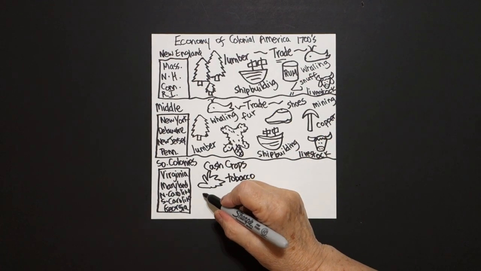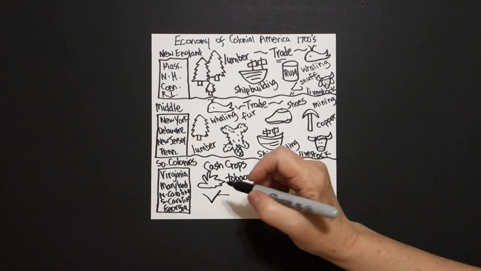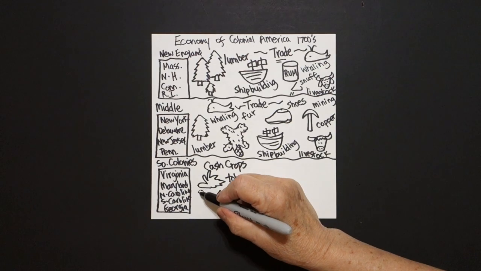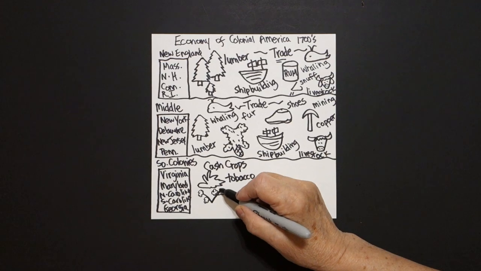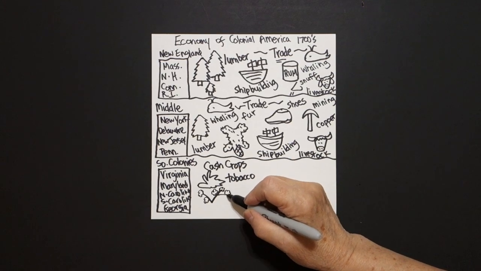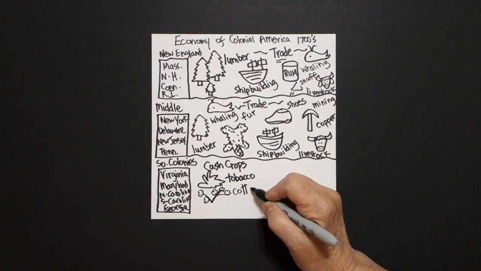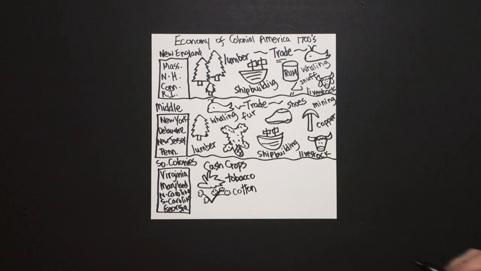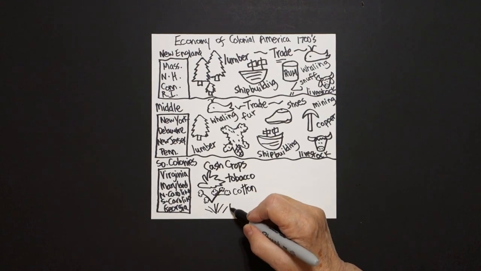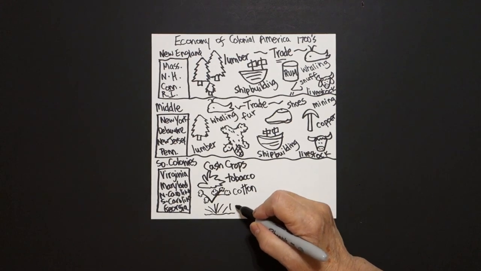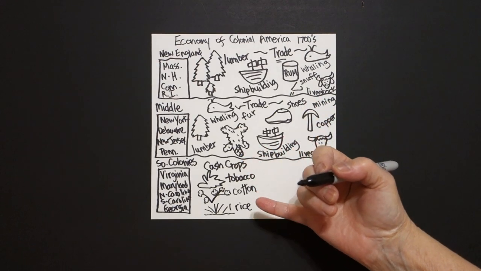Come down here below. One, two, three, slightly curved lines, wavy line, connect, wavy line, connect, wavy line, connect, wavy line, connect, wavy line, connect. Cotton. Cotton was king. They made a lot of money off of cotton. And then down at the bottom, just some straight lines, wavy line. They also did rice. Cash crops: tobacco, cotton, and rice.